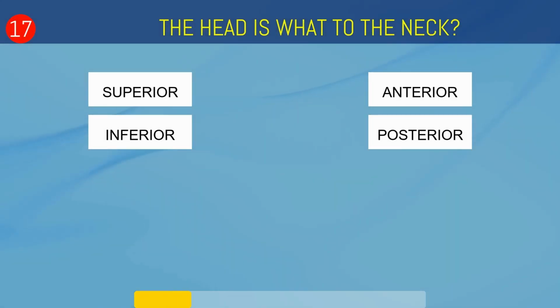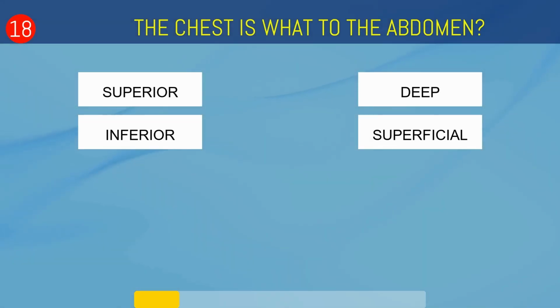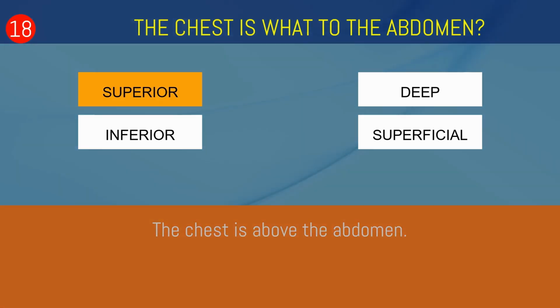The head is what to the neck? Superior, inferior, anterior, or posterior? Superior. The head is above the neck. The chest is what to the abdomen? Superior, inferior, deep, or superficial? Superior. The chest is above the abdomen.